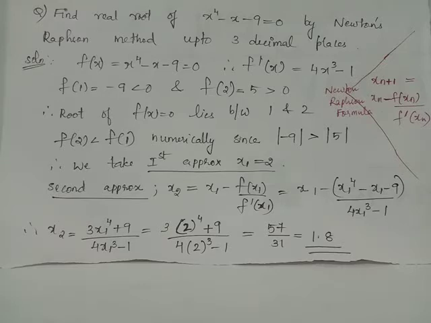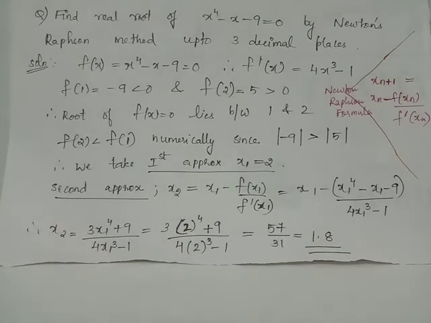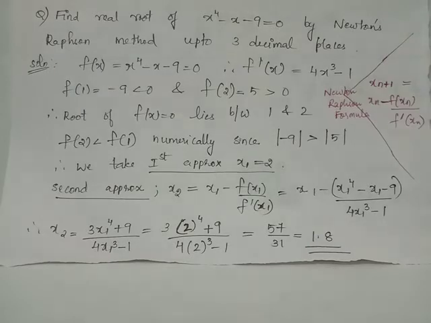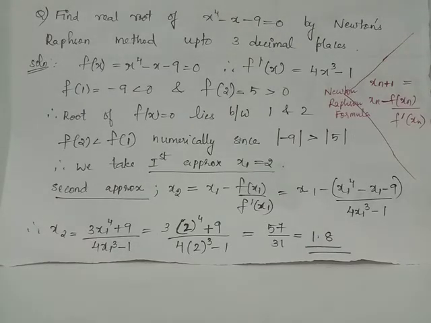We have the Newton-Raphson formula given by xn plus 1 equals xn minus f of xn upon f dash of xn. Using this formula, we will find out the second approximation. We have x2 equals x1 minus f of x1 divided by f dash of x1. We can find f of x1 by giving x equals x1 in this expression, and f dash of x1 by giving x equals x1 in the expression of f dash of x. When you give x1 equals 2, you will get x2 equals 3 times 2 raised to 4 plus 9 upon 4 times 2 cube minus 1. We get x2 equals 1.8.